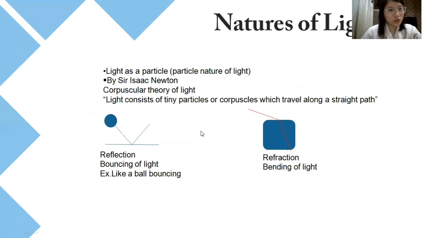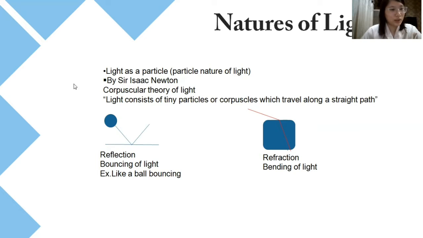Next is the natures of light. First one is light as a particle by Sir Isaac Newton. It introduces the corpuscular theory of light, stating light consists of tiny particles or corpuscles which travel along a straight path. This describes two things about light.